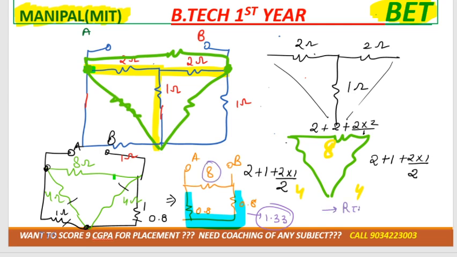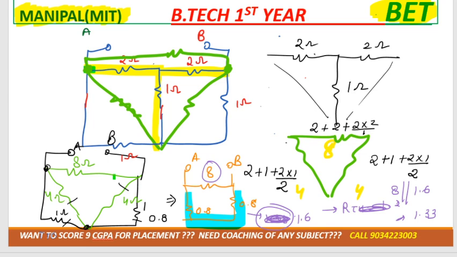So finally you will get, no, sorry, 1.6. But after solving 8 parallel 1.6, we'll get the value as 1.33 ohm. Okay. So before starting the next question, I would like to explain the next topic.